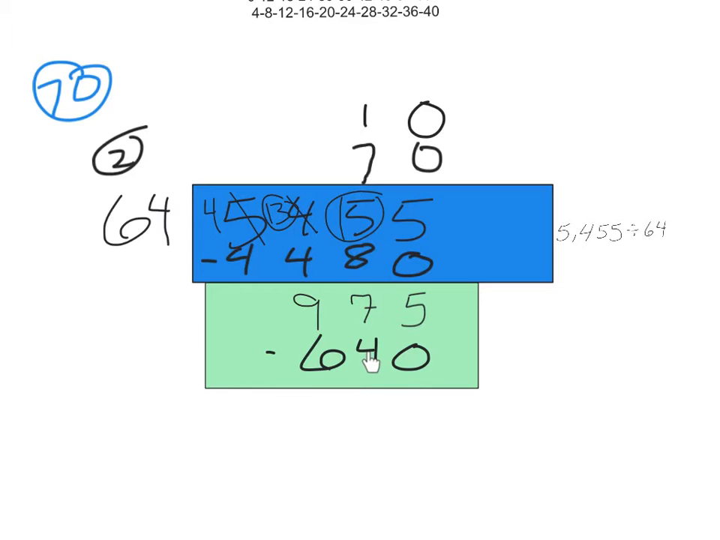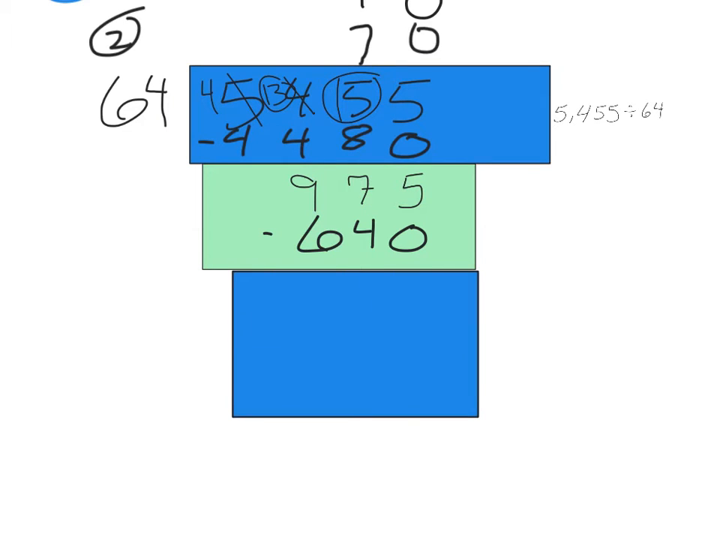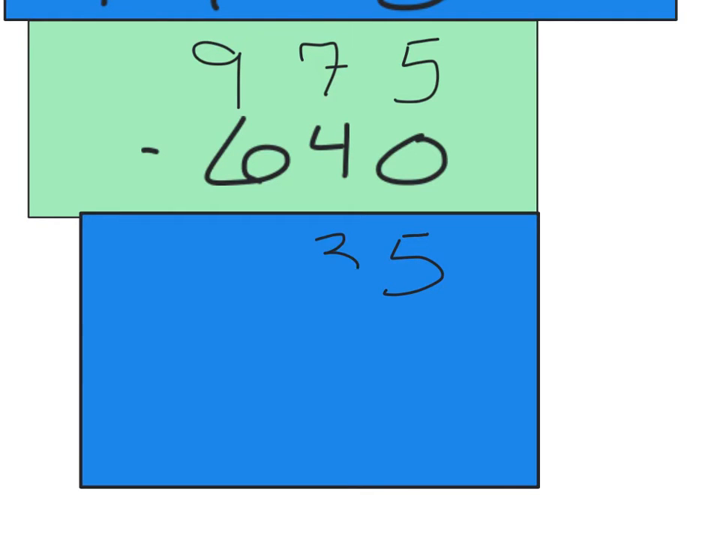I got none, none, and none. So I can add my next area box, and I'll do that right here. And bam, there we go. And now I simply subtract, but before I do, I want to give myself a little more room. 5 minus 0 will give me 5, and 7 minus 4 will give me 3, and 9 minus 6 will also give me 3.